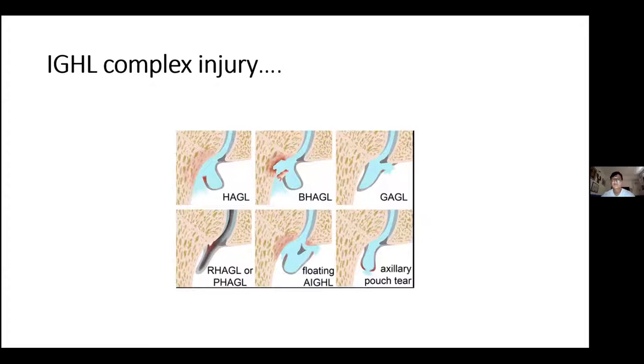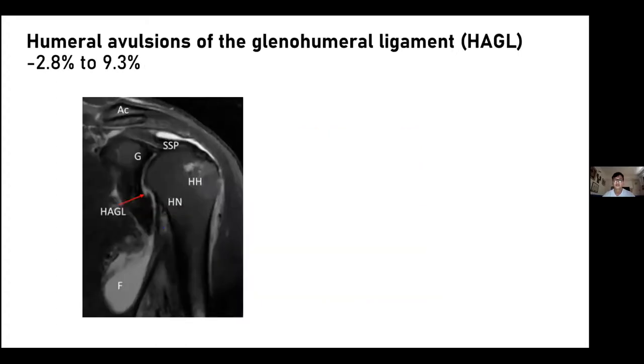Similarly, there may be damage to the inferior glenohumeral ligament complex, and different terms are given, like humeral avulsion of the glenohumeral ligament, HAGL. If it is associated with a bony piece, then it is called bony HAGL. Sometimes the inferior glenohumeral ligament may be detached from the glenoid side, then it is called a GAGL. And sometimes the posterior band of the inferior glenohumeral ligament may be detached. Then that is called reverse HAGL or PHAGL. Sometimes there may be just a floating inferior glenohumeral ligament, and sometimes even a tear in the inferior axillary pouch. So these are some of the labral and ligamentous pathologies occurring with anterior shoulder dislocation.